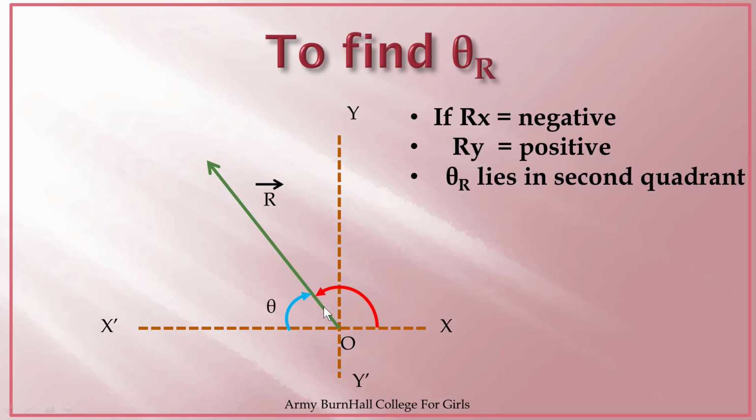Now we have to calculate the value of this theta r. This theta r can be calculated by subtracting this theta from this whole angle. We can subtract theta from 180 degrees to get this theta r. So if rx is negative and ry is positive, then first we will put these values in the formula theta is equal to tan inverse of ry by rx, both with positive signs. We will not put a negative sign in that formula. We will calculate this value of theta, draw the resultant vector in this direction, and then calculate theta r by subtracting theta from 180 degrees. So theta r is equal to 180 degrees minus theta.